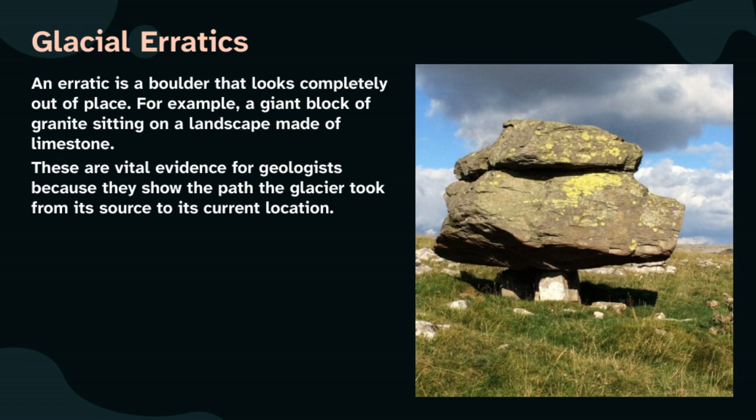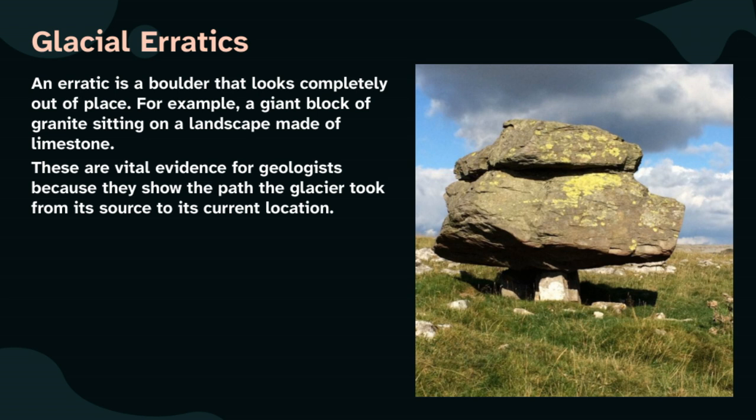A glacier can pick up a boulder from one location, carry it many kilometers, and then drop it when the ice melts. Erratics are very important evidence for geologists and geographers because the rock type can sometimes be traced back to its original source. If we know where the boulder came from and where it was dropped, we can reconstruct the path of the glacier. So erratics are like geological breadcrumbs. They show us the route taken by ancient ice.